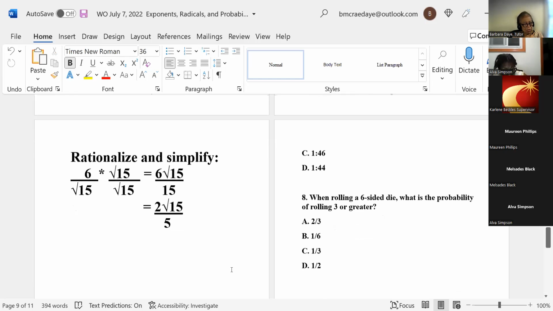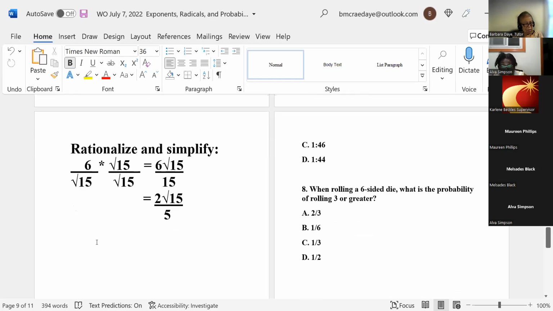It's like you took the 6 over 15. Okay, let's say 6 over 15. And like Alva said, you simplified that to 2 over 5, right? Got it? Yes, ma'am. Mercedes? Equal to 2/5. Yeah, 2/5. So that's 2 times square root of 15 over 5. Okay, I'm getting it. You got it?